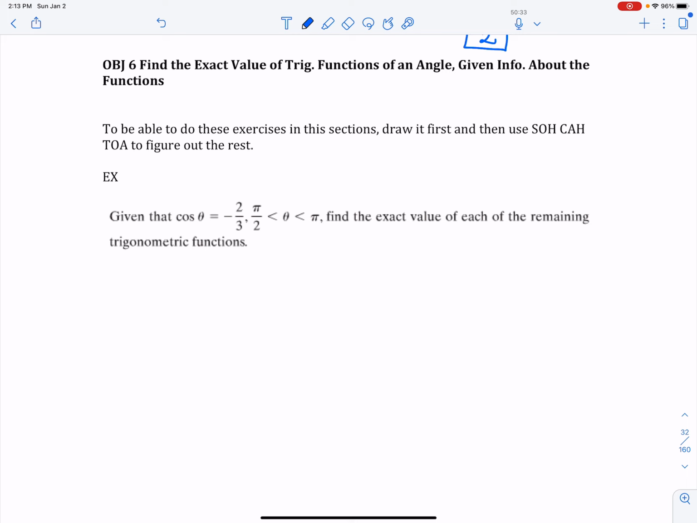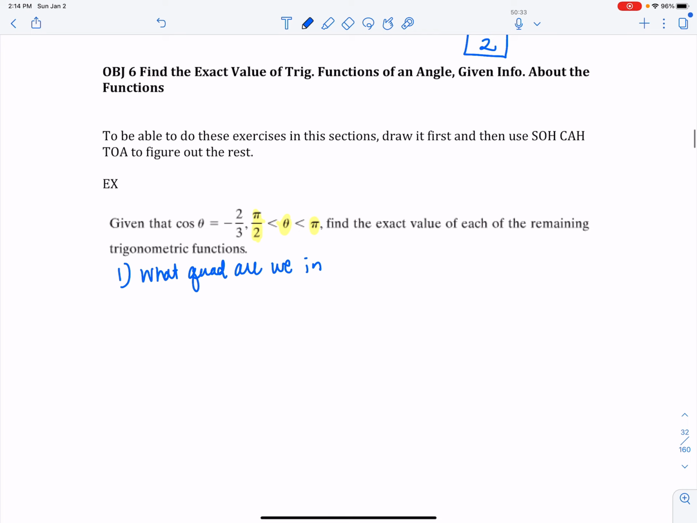Given that cosine theta is equal to -2/3 and that theta is a value in between pi over 2 and pi, find the exact value of the remaining 6 trig functions. So first, what quadrant are we in? Okay, so once again, if we write this out quickly, we have 0, pi over 2, pi, 3 pi over 2, and 2 pi. It tells me that my angle has to be between pi over 2 and pi, so therefore I'm in quad 2.